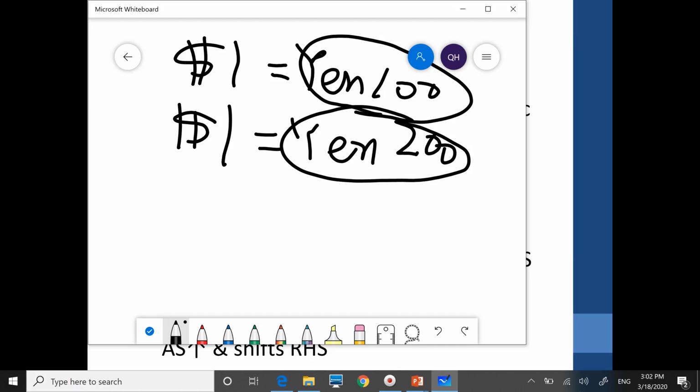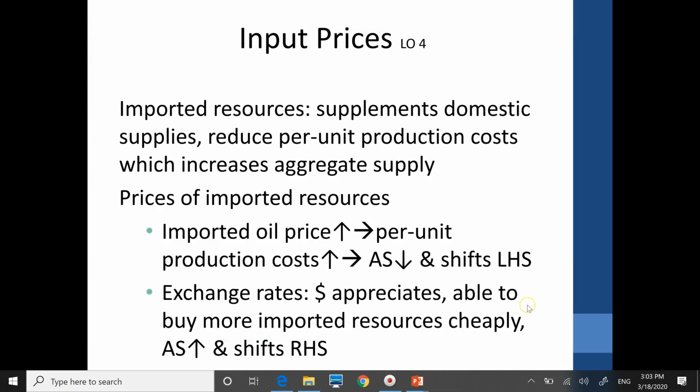So, of course, this is a great thing. We can get twice as much of an imported resource with the same dollar as we used to. So it's cheaper. It's at half the price. Actually, we're paying half the price for the same amount of products. So you can just imagine the imported resource price is decreasing. Therefore, that is a positive shock to aggregate supply and shifts it right-hand side, makes it increase.